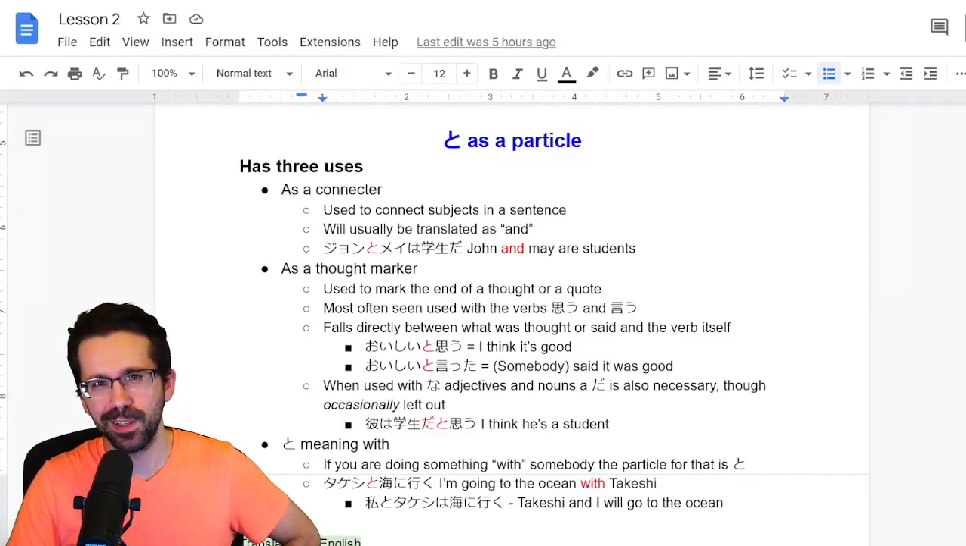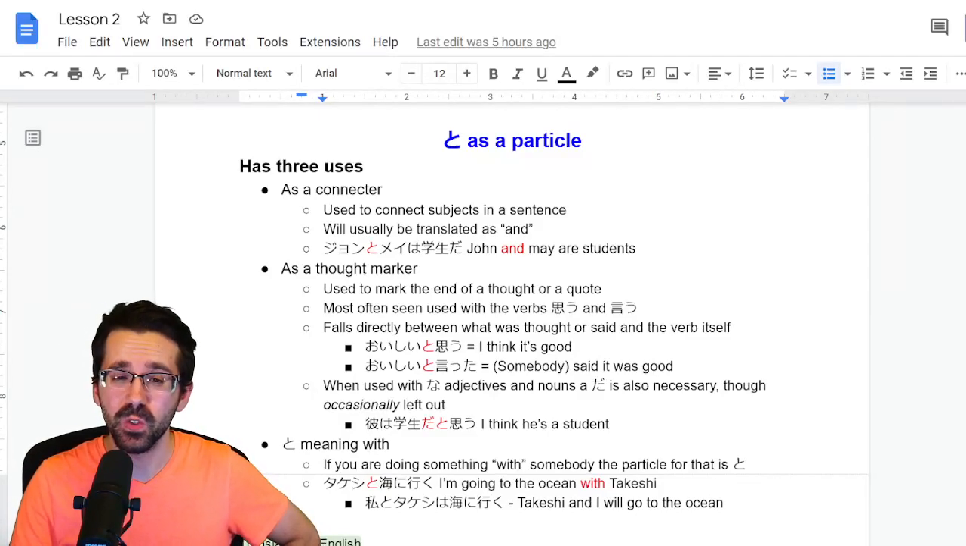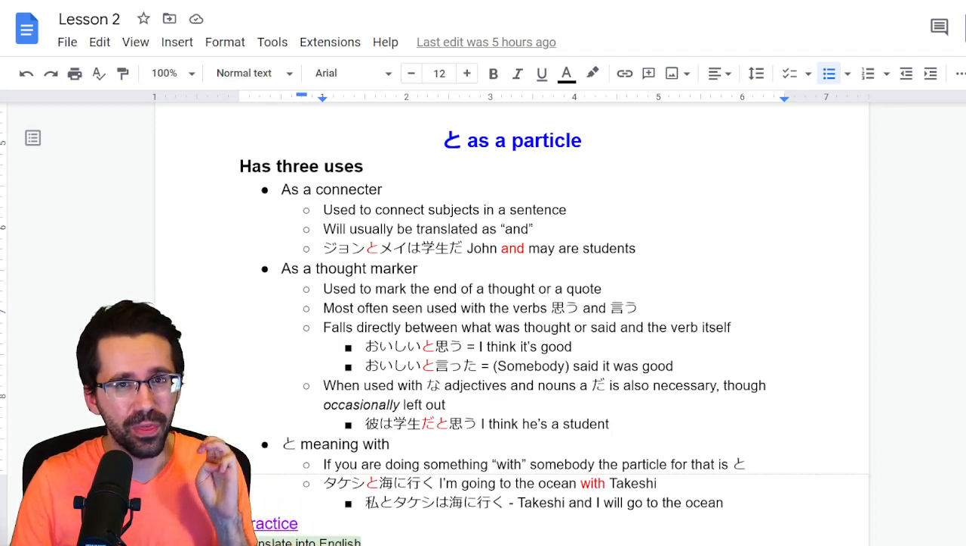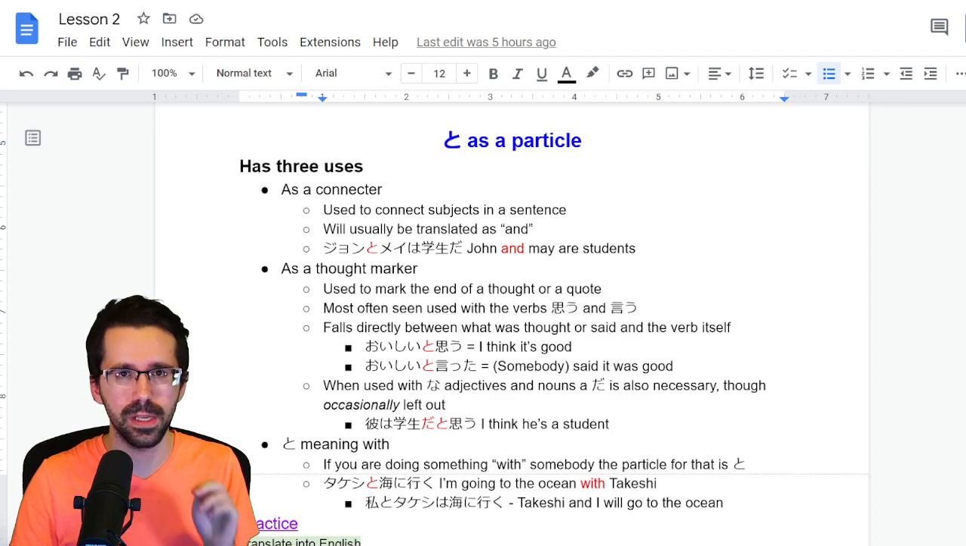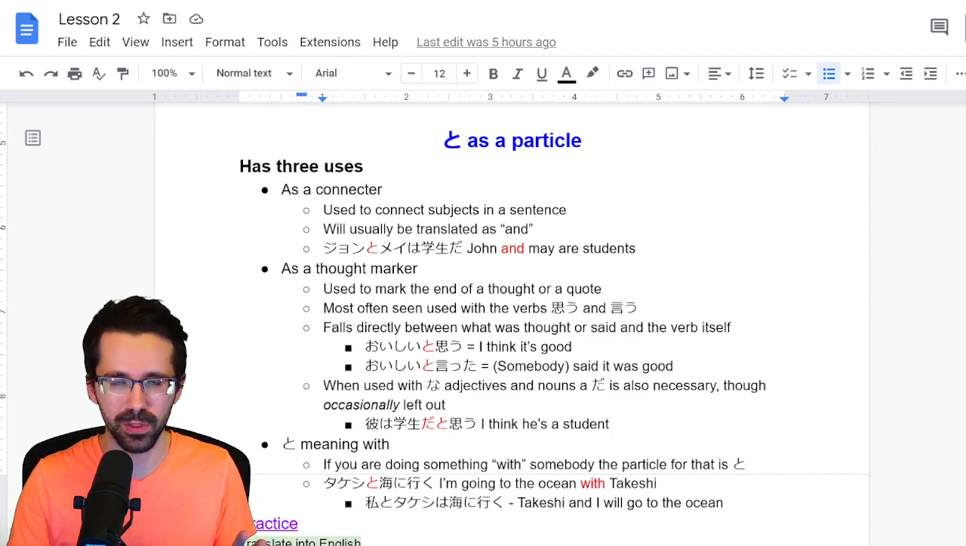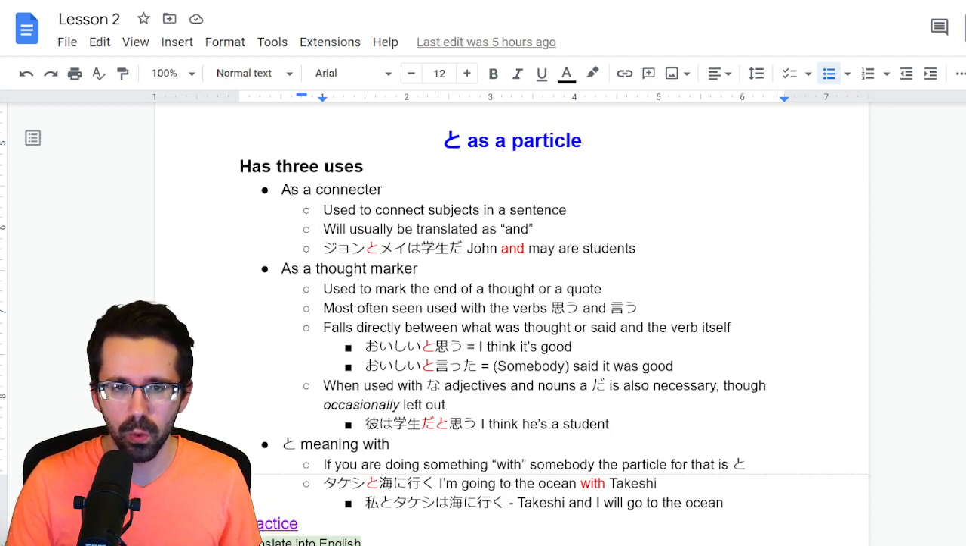The particle we will be learning in lesson 2 is the particle to. The to particle can be a little bit difficult because it does have 3 meanings. The good news is 2 of those meanings are very similar to each other. Jumping right into it, the first meaning of to is using to as a connector.